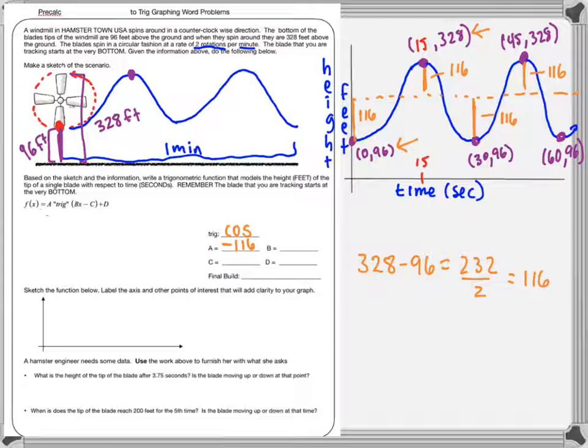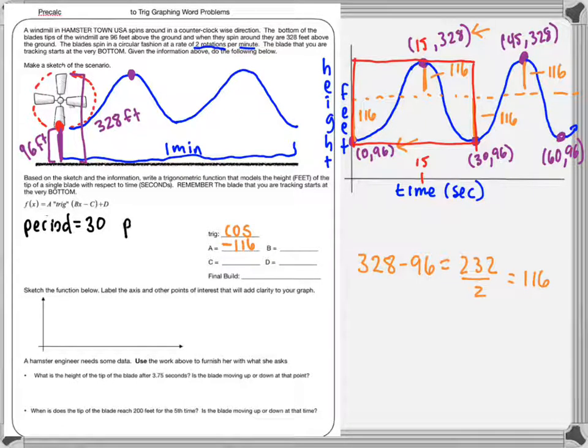Now we need to figure out the period. Remember, the definition of the period is when the function starts to repeat itself. So I'm going to grab this chunk right here, and using the same method that we did in the previous video, let's knock that out. By the looks of it, using what we know about the graph, the period of our function is going to be 30. So that's going to be 30 seconds.